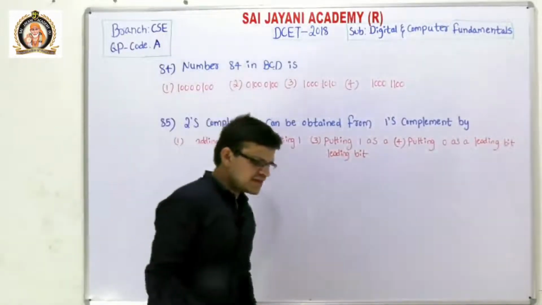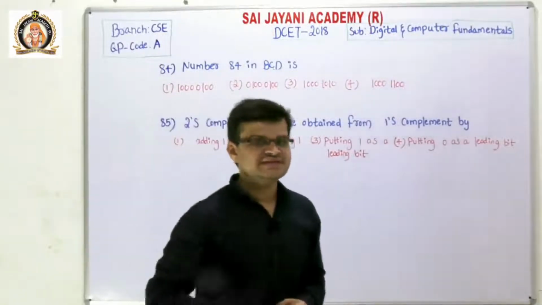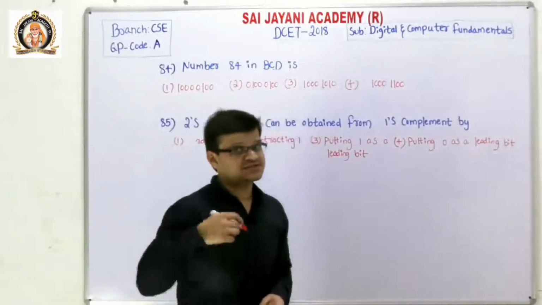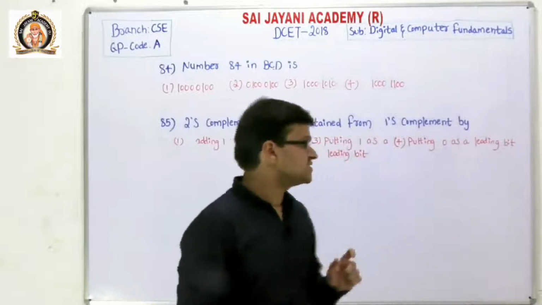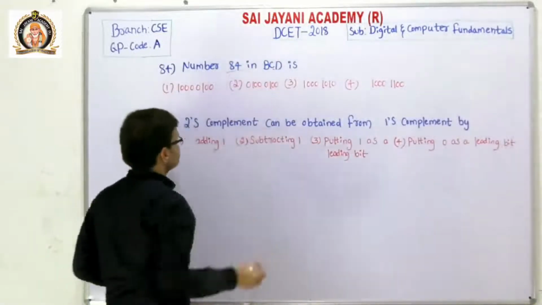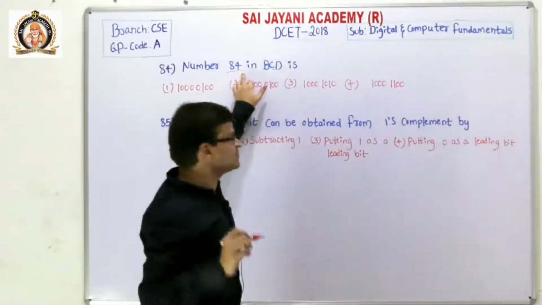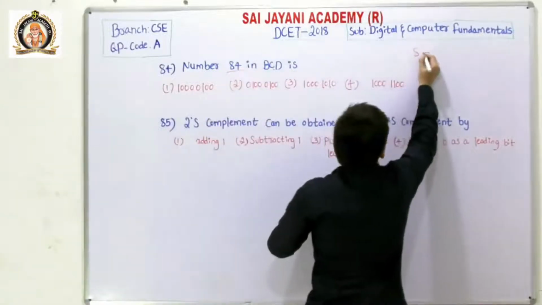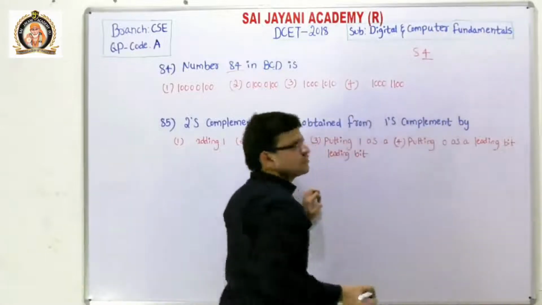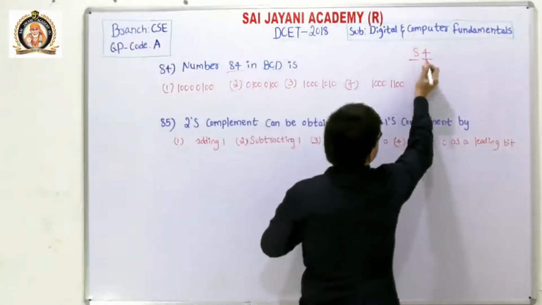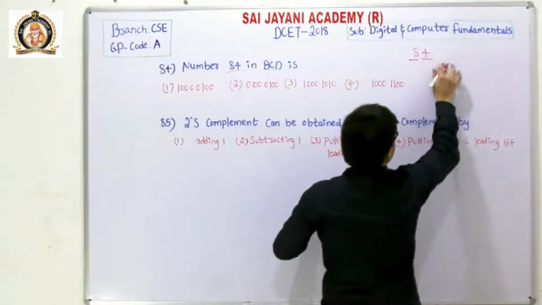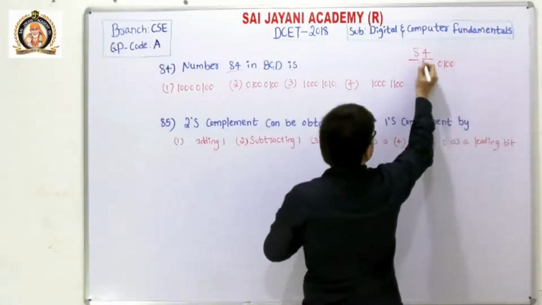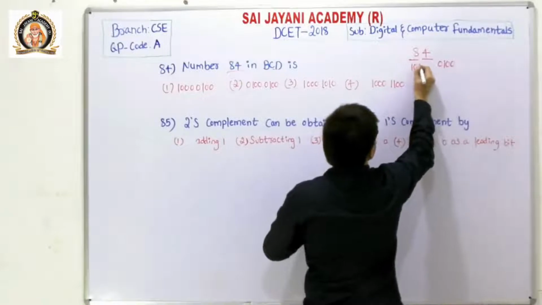BCD is abbreviated as binary coded decimal. It is a numeric code in which each digit of a decimal number is represented by a separate group of bits. Here 84 is a decimal number and its BCD is represented as 8 and 4. Here 4 is one digit and 8 is one digit. For 4 its binary equivalent is 0100. For 8 its binary equivalent is 1300.